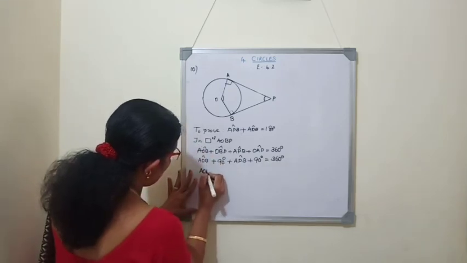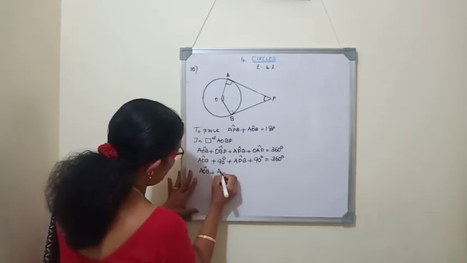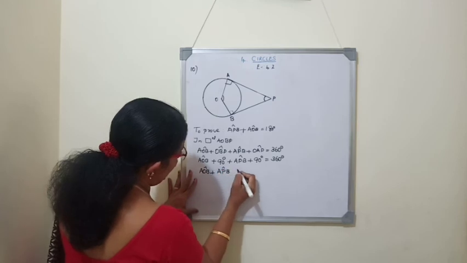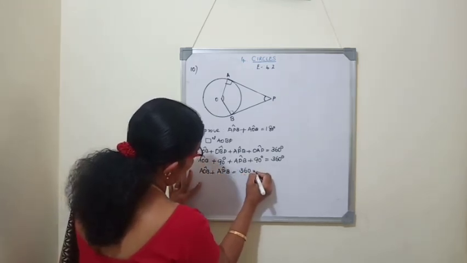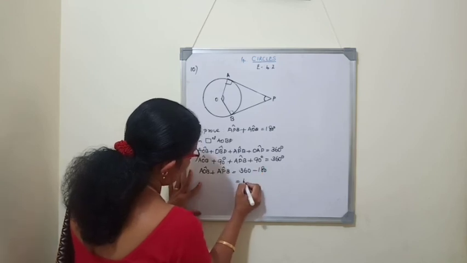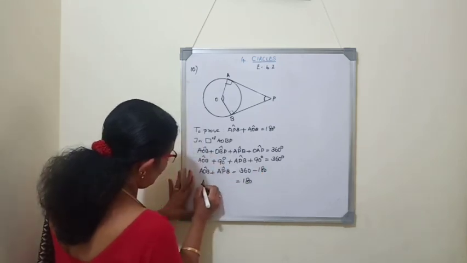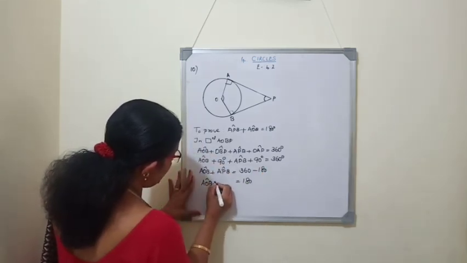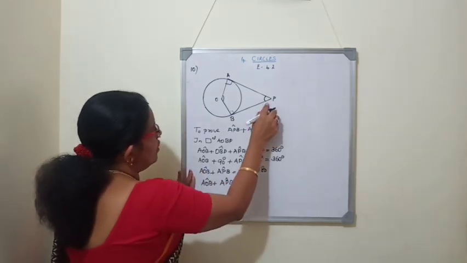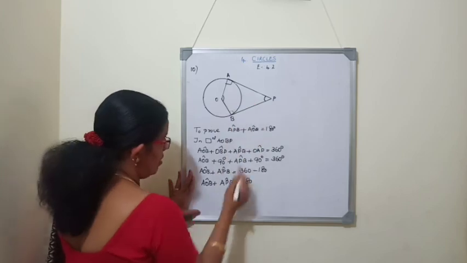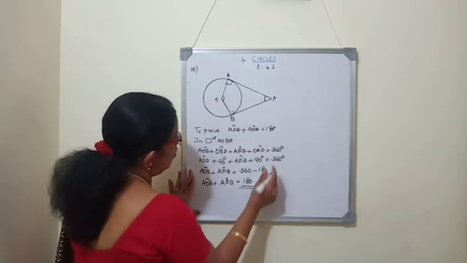AOB plus APB plus 90 plus 90, that is 180. I will directly take it to the right side. 360 minus 180 is equal to 180 degrees. Therefore, AOB plus APB is 180. The angle between the tangents and the angle at the center, the sum will be supplementary or 180 degrees.